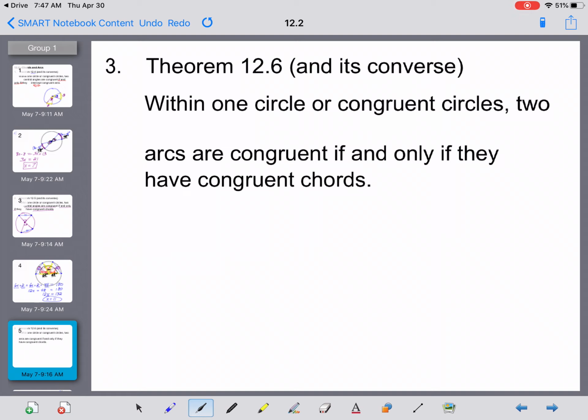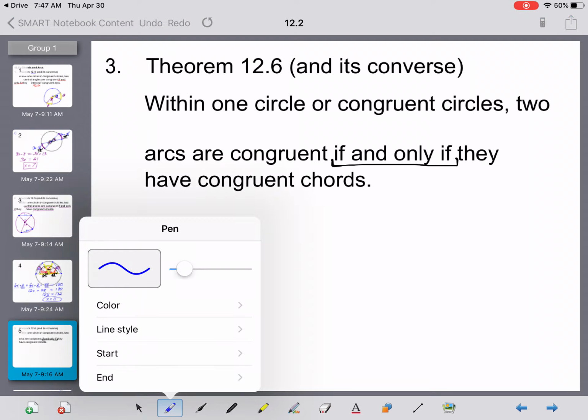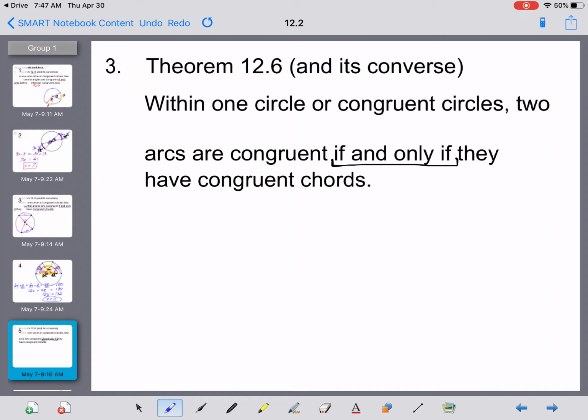Okay, let's move on to theorem 12.6, and here's another if and only if statement right here. So this is yet another one that we can read backwards because it's biconditional. This theorem tells us here that within one circle or congruent circles, two arcs are congruent if and only if they have congruent chords. So that sounds a lot like the last theorem here, but that one said that two central angles would be congruent if and only if they have congruent chords. This one now is talking about the arcs being congruent.